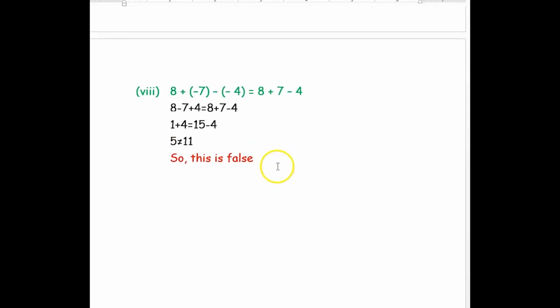Hope you have understood the rules for adding and subtracting positive or negative integers through a number line and also a few statements regarding the number line.